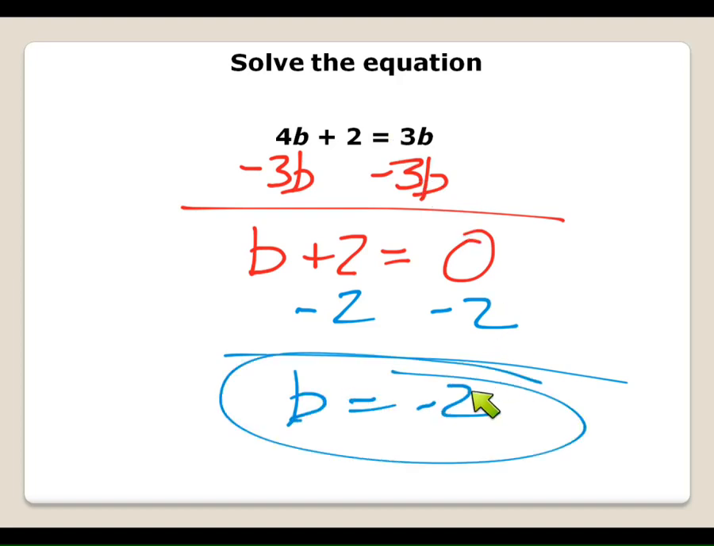If I want to check my answer, if I go plug that back in here, that gives me negative 8 plus 2, which is negative 6. Well, if I plug in here, 3 times negative 2, that's negative 6. That's true. Negative 6 equals negative 6. Okay? So always, if you're unsure if your answer is right, just plug it back in and see what you get. Okay?